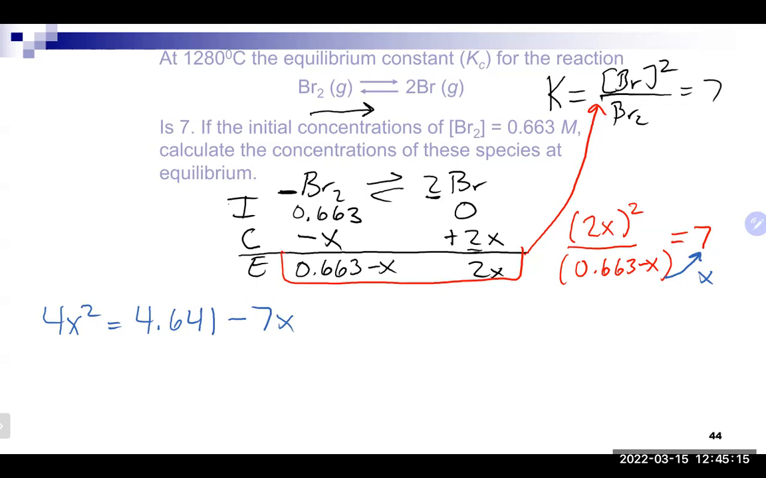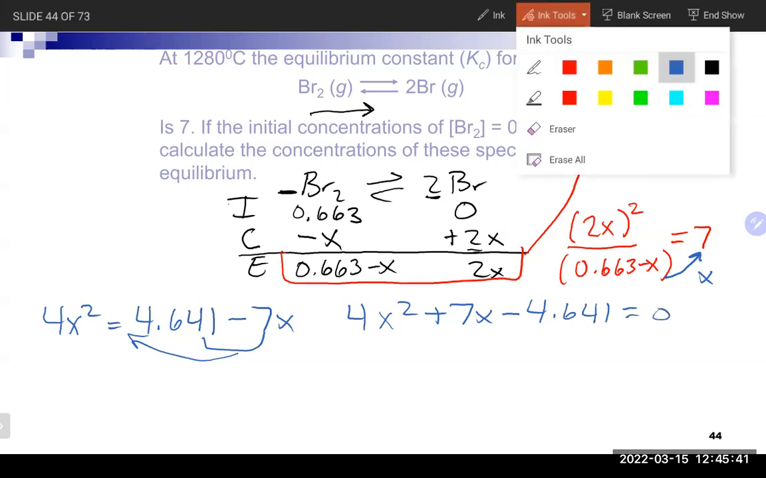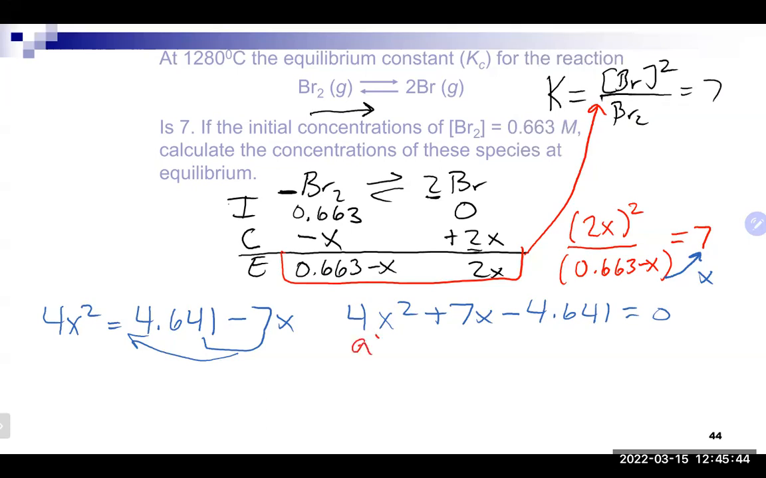Now I am going to bring everybody to the same side, and typically this is shaping up very quadratically here, yes. And typically most people keep the x squared positive. You don't have to, but most people keep that x squared part positive. So that means I'm going to bring everybody on this side over to the other side. And that's going to give me 4x squared plus 7x minus 4.641 is equal to 0. And that is basically my quadratic there. That is my A, B, and C in the quadratic formula. Any questions on that so far?